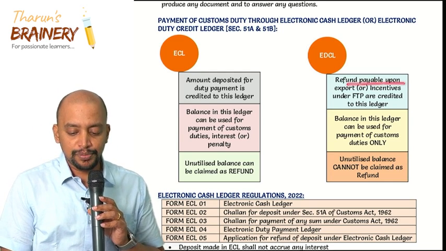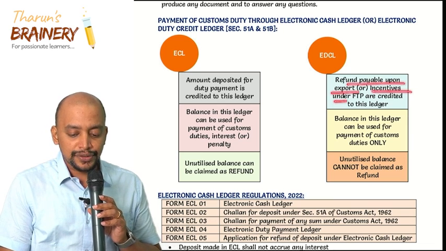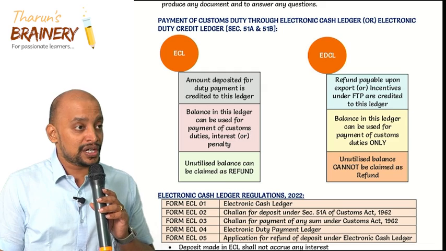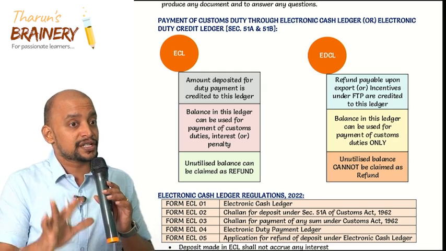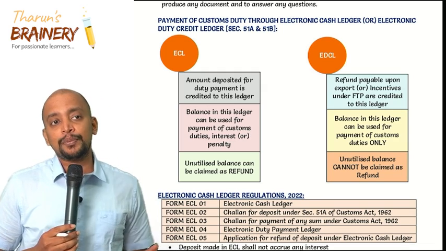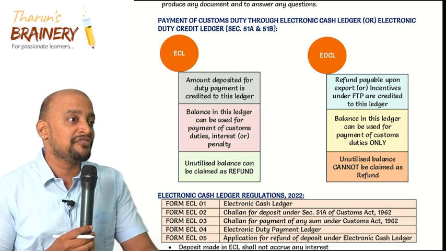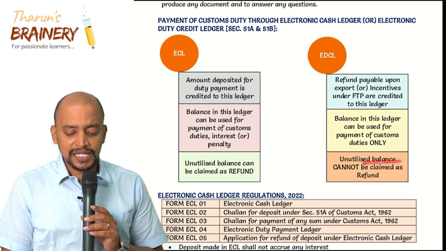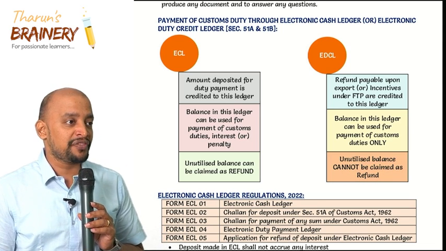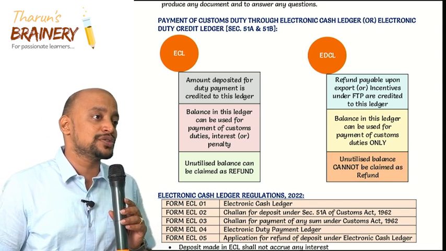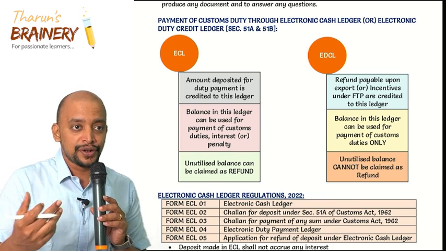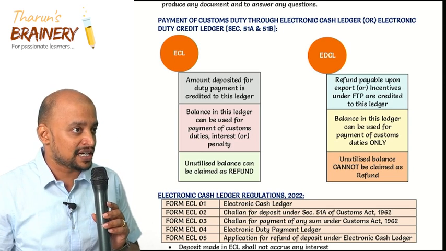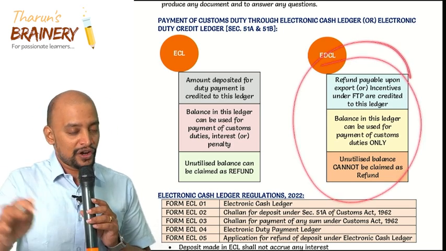So refund payable upon export or incentives under FTP are credited to this ledger. The balance in this ledger can be used for payment of customs duties only. Can it be used for payment of interest, penalty, fees, etc.? No, only for customs duty. And the unutilized balance cannot be claimed as refund. At least the GST credit ledger is okay, in that in case of zero rated supplies and inverted tax structure, we get the refund of the credit balance. But here, nothing, we will not get.